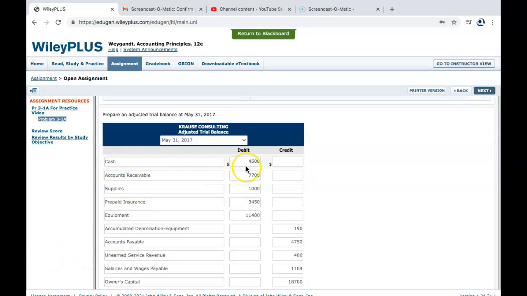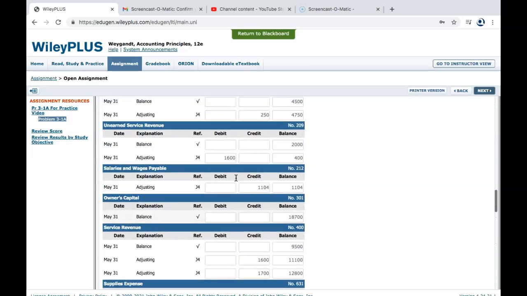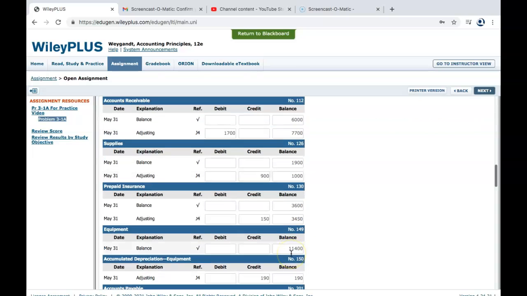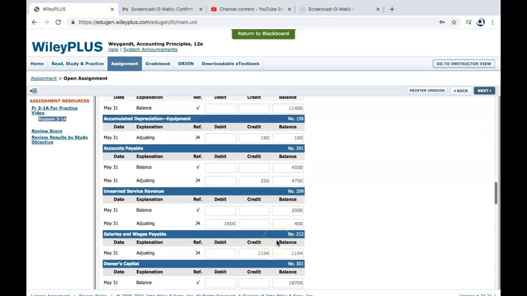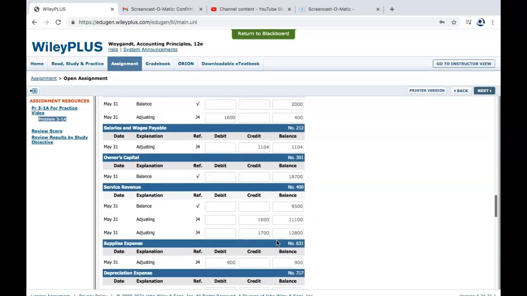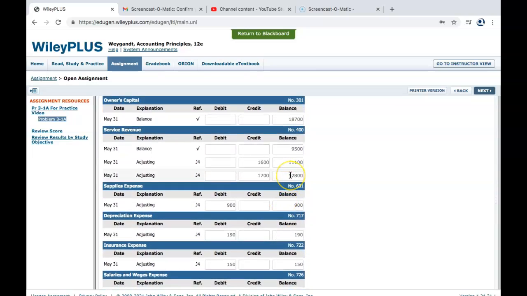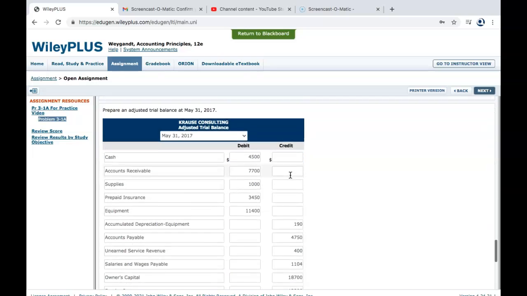I've entered cash 4,500, accounts receivable 7,700. Where'd I get those amounts from? Right here. Cash 4,500, accounts receivable 7,700, the adjusted balance. So you need to go and take the account and the final adjusted balance for each one of these. So if we flow down, all the ones that have been adjusted have a balance. Service revenue here 12,800.